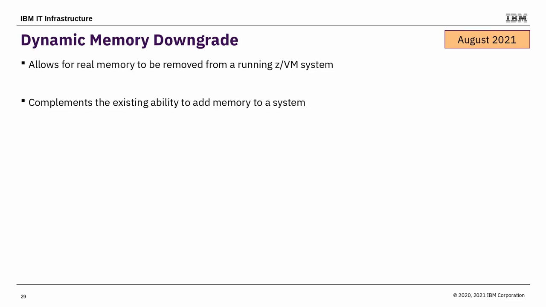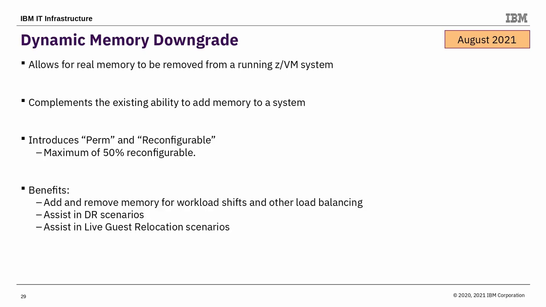Well, now you can. So you can't take all memory away, there's a maximum of 50% that's reconfigurable, and the numbers there. I don't think I've got the chart in this one, but it's in the leveraging new function chart. It kind of keeps track of how much you can remove, so there's information there that helps you with that as well.